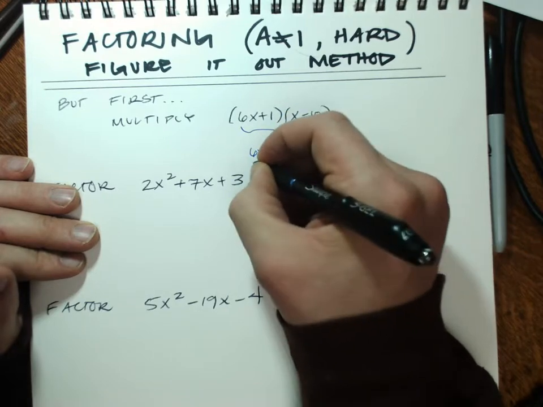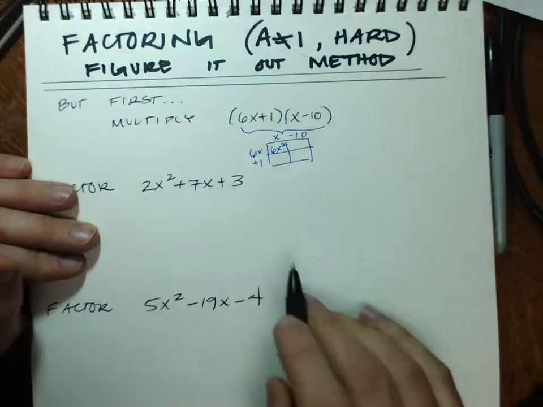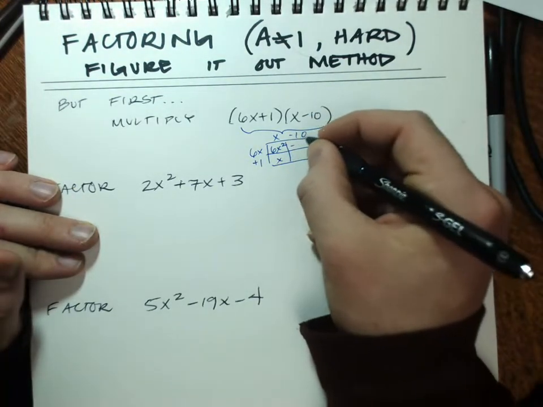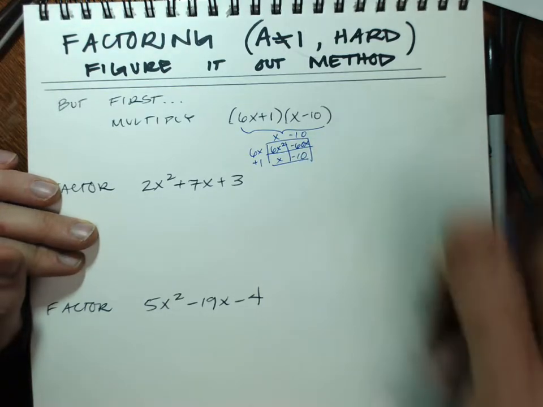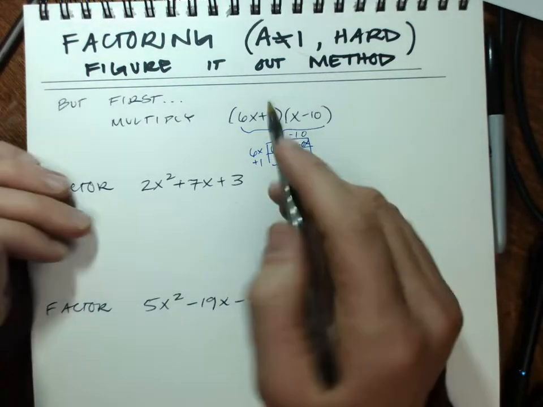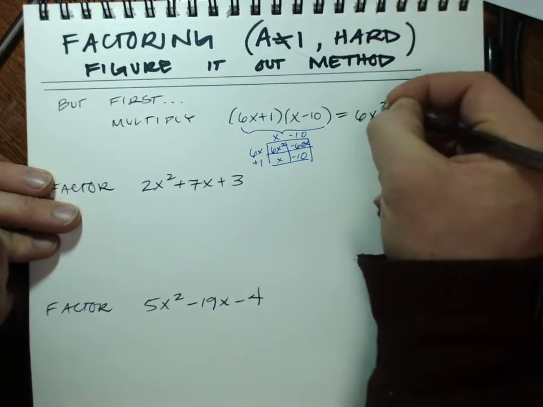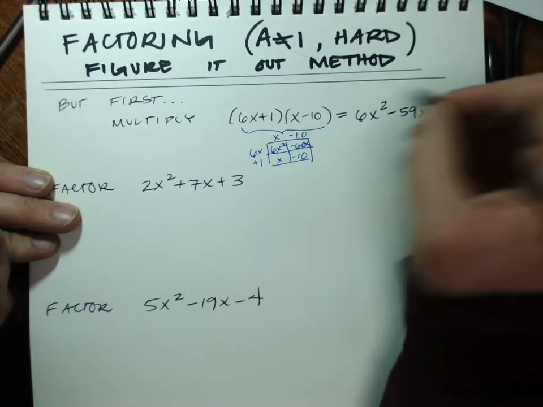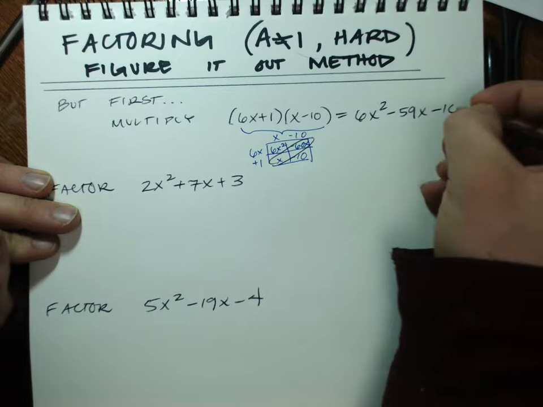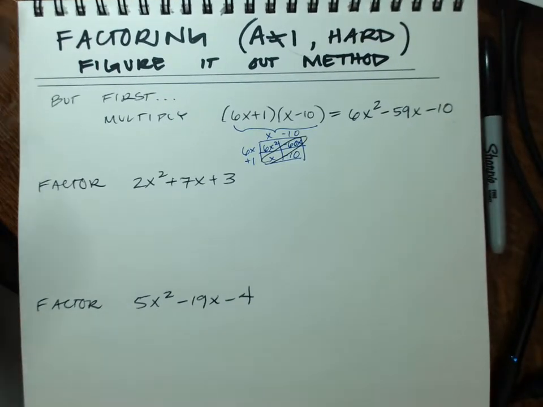So 6x plus 1, x minus 10. 6x squared is here, x, negative 60x, and negative 10. So this statement here is the same as 6x squared minus 59x, so add those, minus 10. And so if we analyze this, the trick that we used for easier problems no longer quite works the same way.